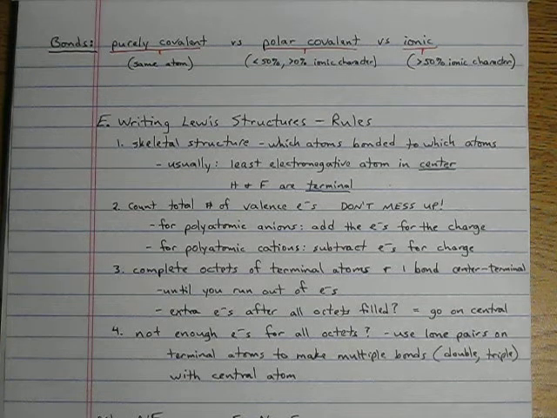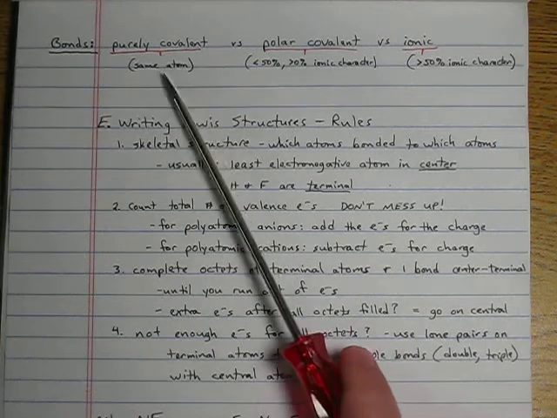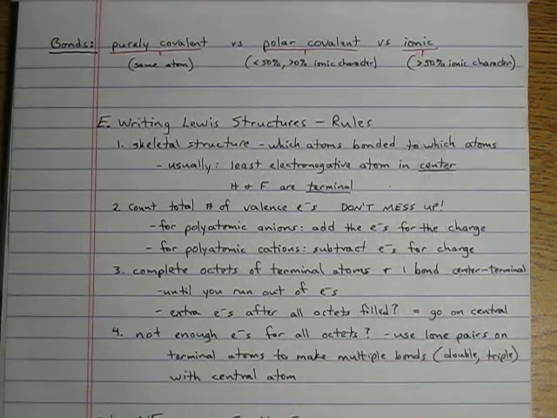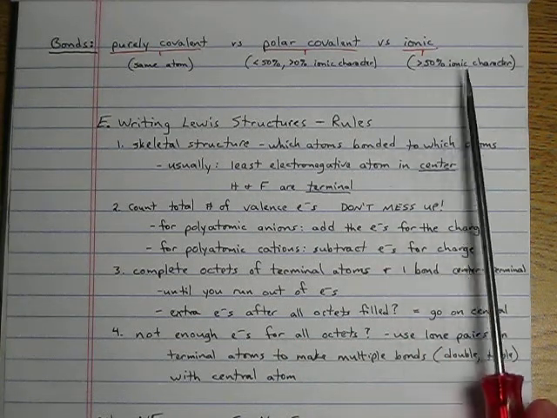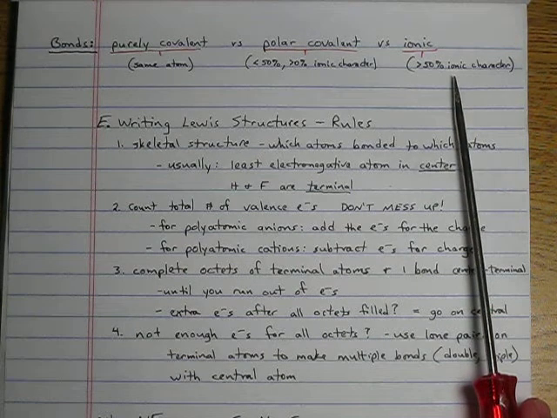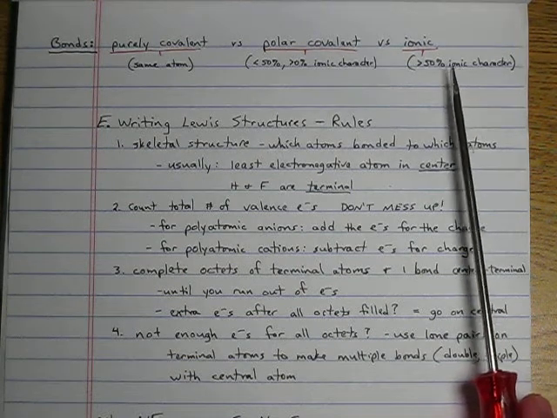Alright, let's summarize the take-home message from our last video. Note, bonds, we can essentially put them in three classes. Purely covalent, polar covalent, and ionic. Recall, ionic means we have greater than 50% ionic character. These are standard metal, non-metal.